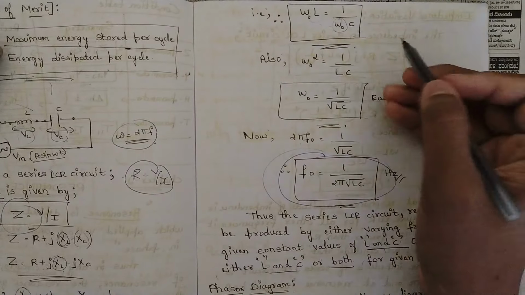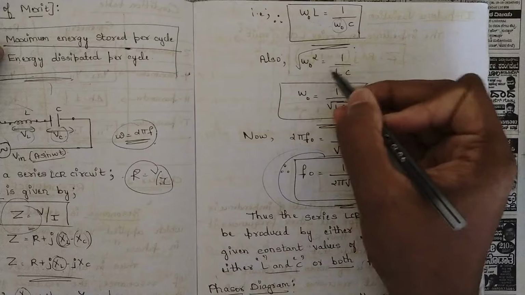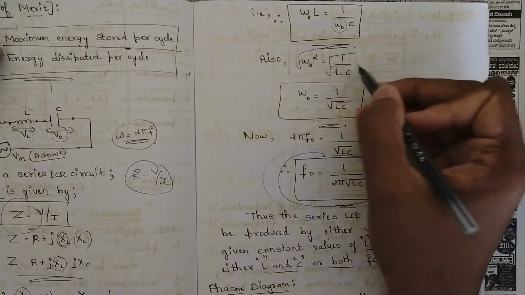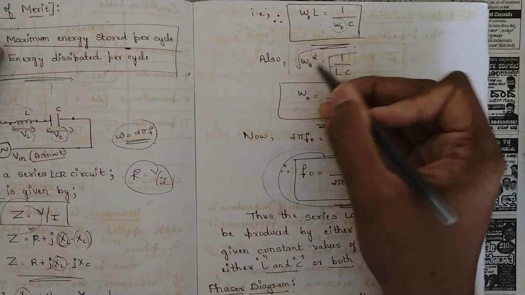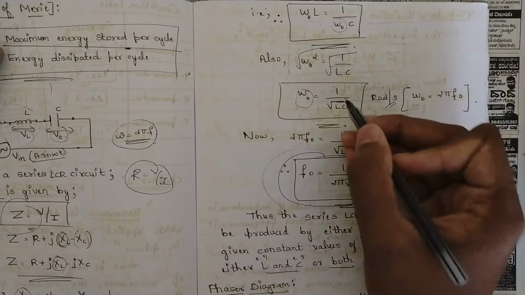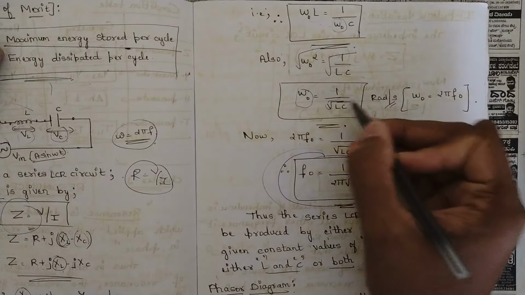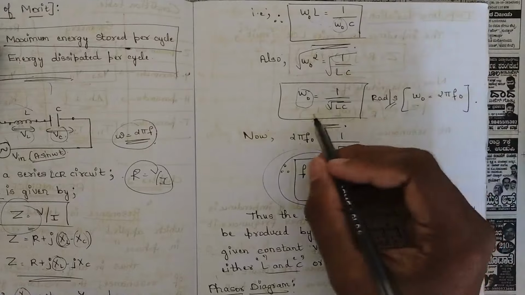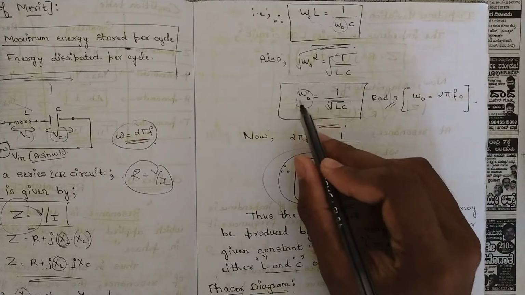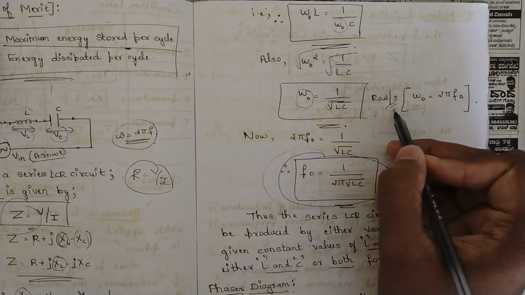Taking the square root on both sides, that is the square root of omega naught square and the square root of 1 by LC. So the root and square get cancelled, and you are left with omega naught equal to 1 by square root of LC. You know that omega is the angular frequency, so it is represented in radian per second.